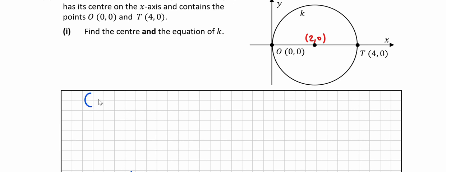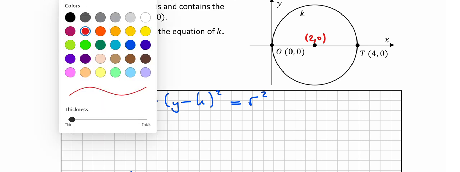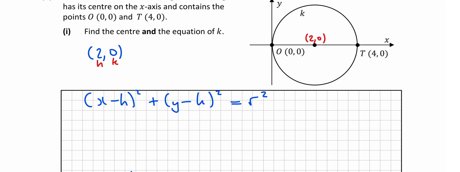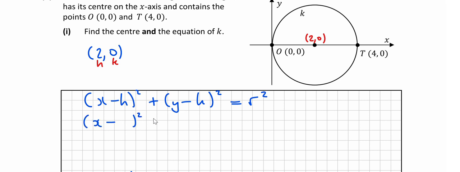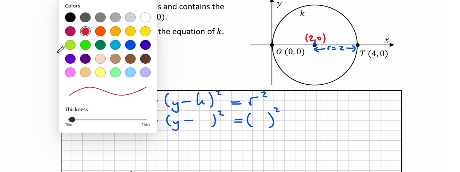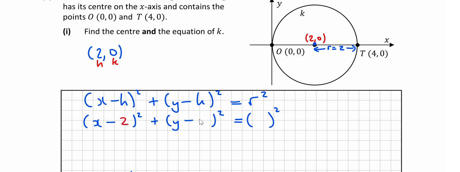For the equation, we've got to go (x minus h) squared plus (y minus k) squared is equal to r squared. So our centre there is 2, 0. We're going to label that h, k, and set up the formula here now. (x minus h) squared plus (y minus k) squared is equal to r squared, and the radius is another thing we have to figure out. If the centre is 2, 0, the distance from here to here is 2, so the radius is 2. Hopefully you can just spot that. It's fairly straightforward, I think.